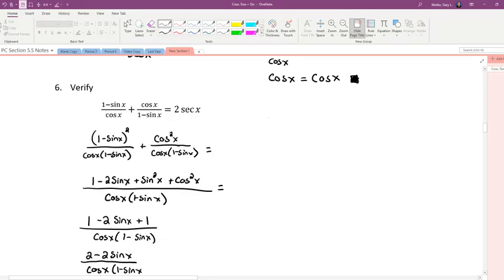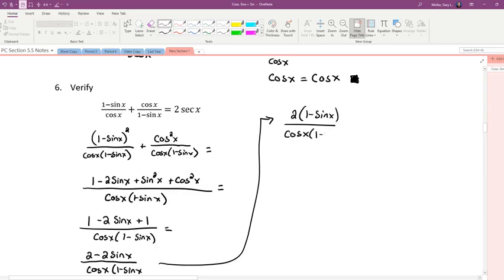I'll move up here. Factor out a 2. 1 minus sine of x on top, cosine of x on the bottom, and 1 minus sine of x, which of course cancels out. I'm left with 2 over cosine of x, which is 2 secant of x, which is what I was trying to show. Nice and straightforward. All right, let's see what's next.